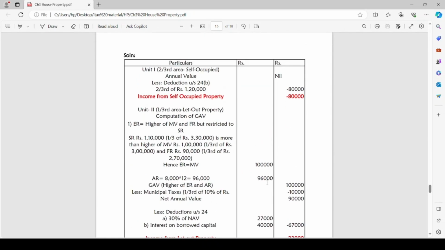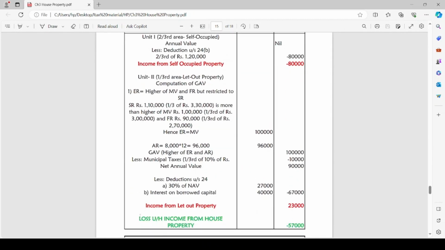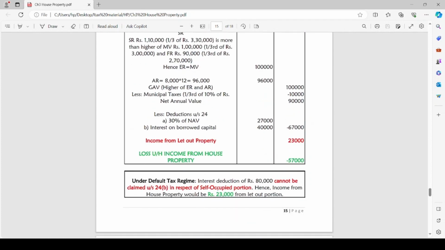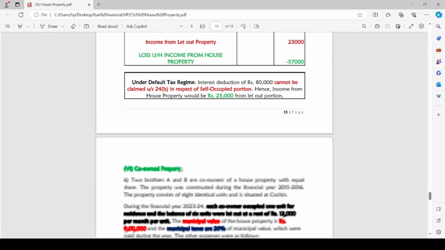If Mr. Prem has opted out of default tax regime, he has incurred the loss under the head income from house property of rupees 57,000. But if he is paying tax under the default tax regime, there will be no income or no loss from the self-occupied portion, and there will be income from the let out portion of the house property of rupees 23,000 if he is paying tax under the default tax regime.